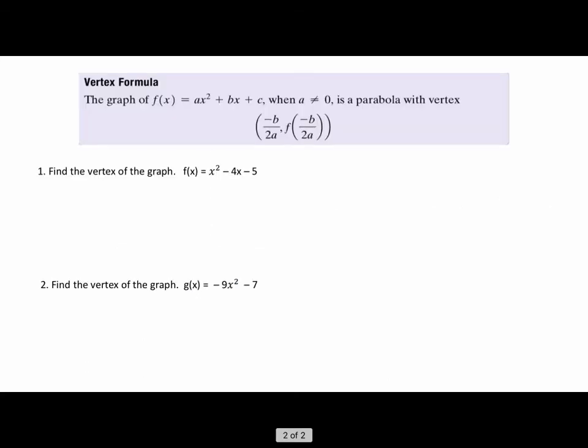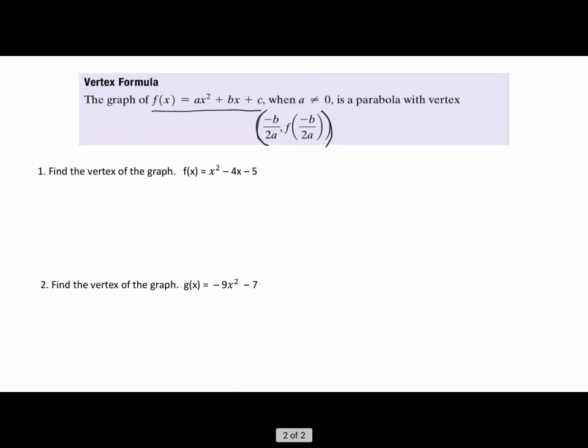So the vertex formula then is negative b over 2a for x and f of negative b over 2a for y when given a quadratic equation in the standard form. So let's use that to find the vertex of these equations in the standard form.